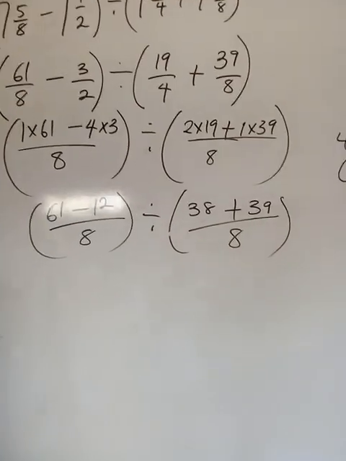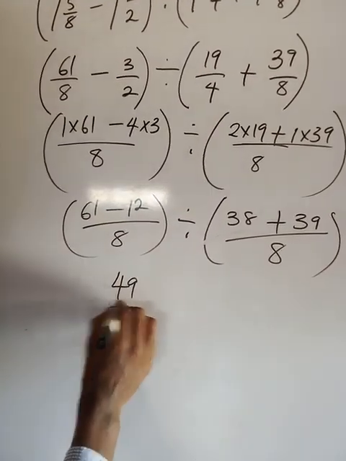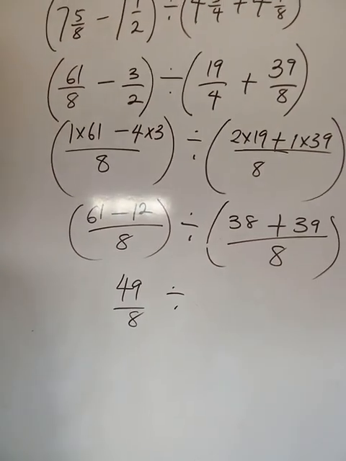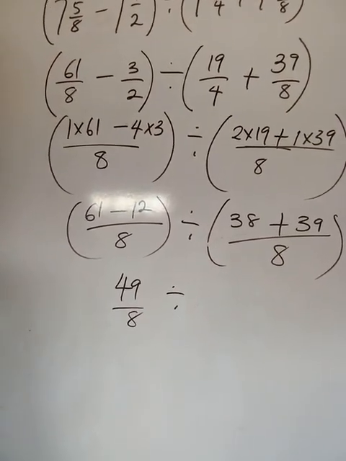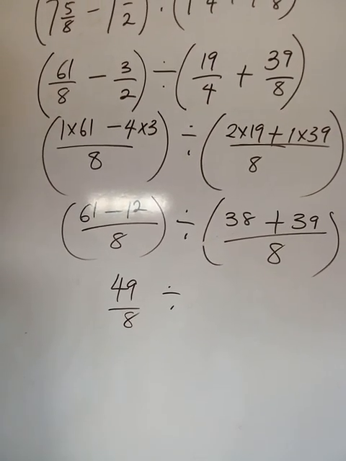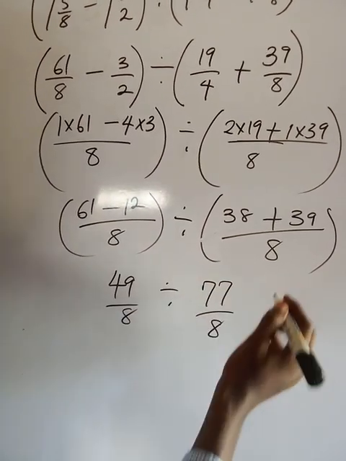Now 61 minus 12, we have 49 over 8. This is to be divided by 38 plus 39. 38 plus 39, we have 77. This is also divided by 8.